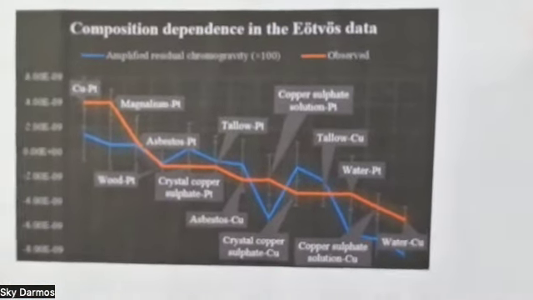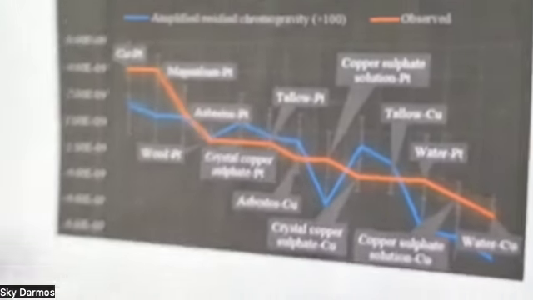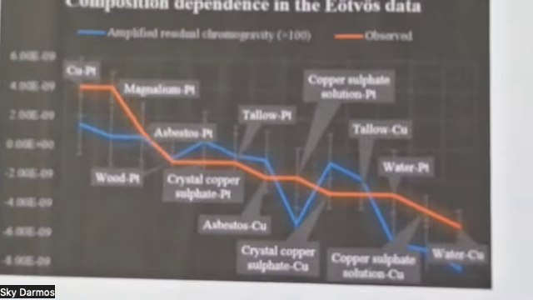But that experiment is constructed in a way that makes the differences between different elements very tiny. So here you can see the different elements. The experiment was done a very long time ago, with very strange materials like tallow. And yeah, a bit complicated to calculate.